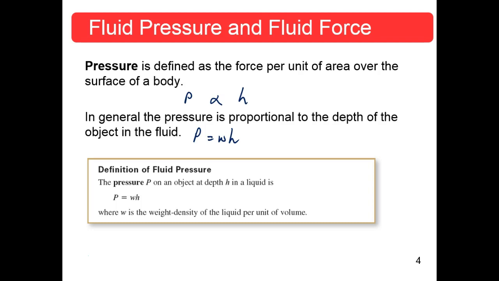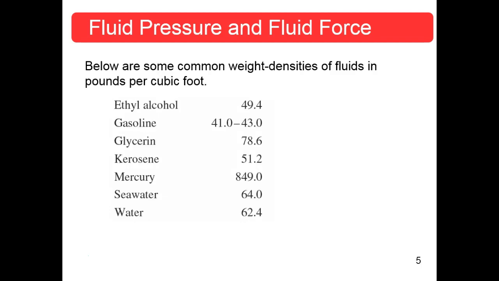So weight density is force per unit volume, weight per unit volume. Okay, pounds per cubic feet, or something like that. Here are some of the common weight densities of fluids in pounds per cubic feet. See this? Unbelievable. This author is living in the U.S. customary world, which may be where we live too.